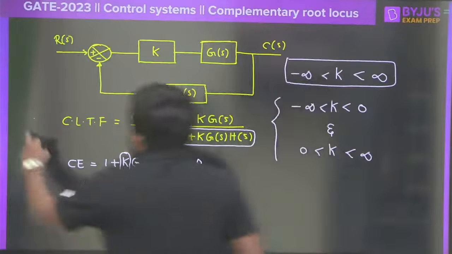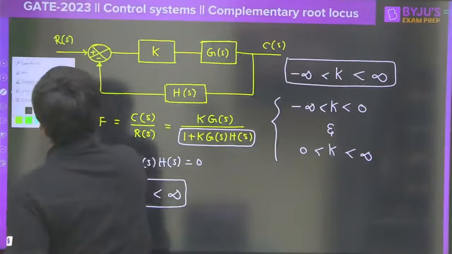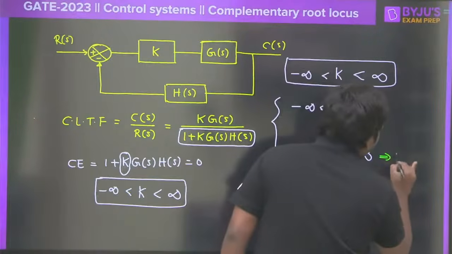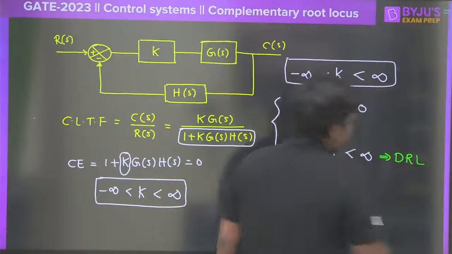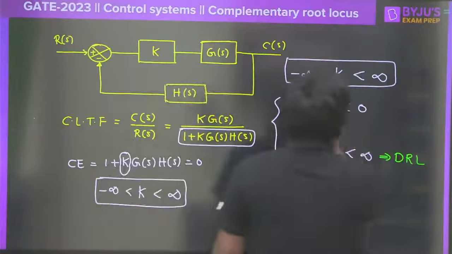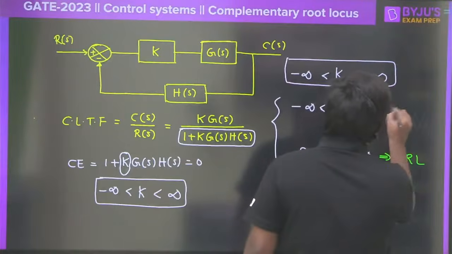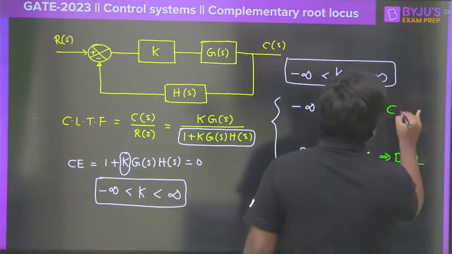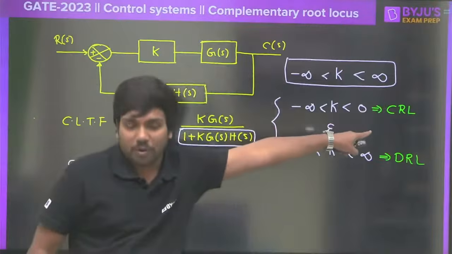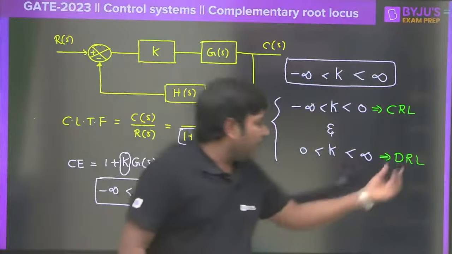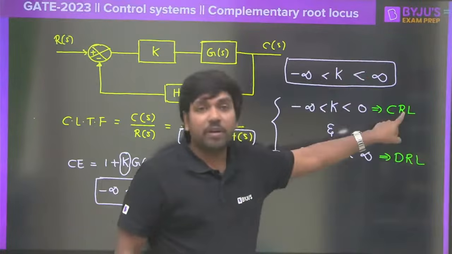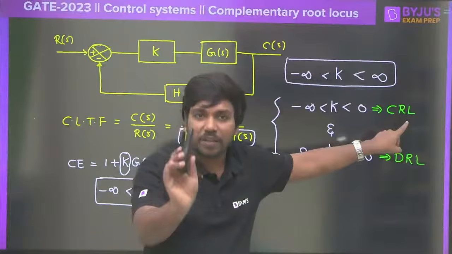So if the value of K is changing from 0 to infinity, people call this a direct root locus. Clear? DRL. Hereafter DRL means direct root locus. And for minus infinity to 0, whatever root locus plot you get in the S-plane is called a complementary root locus. Hereafter, whenever it is a direct root locus, I mention that as DRL, and whenever it is a complementary root locus, I mention this as CRL.